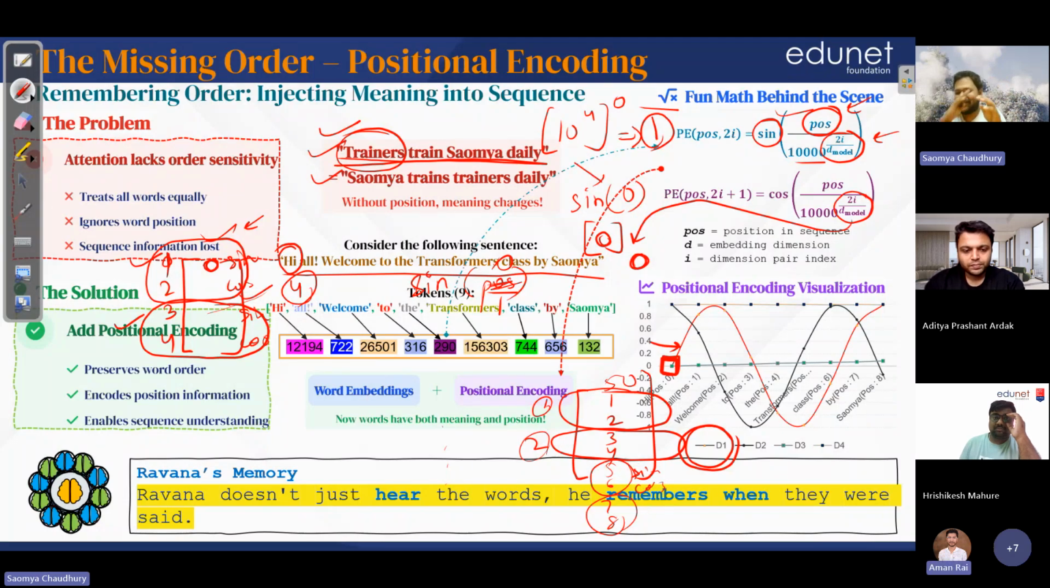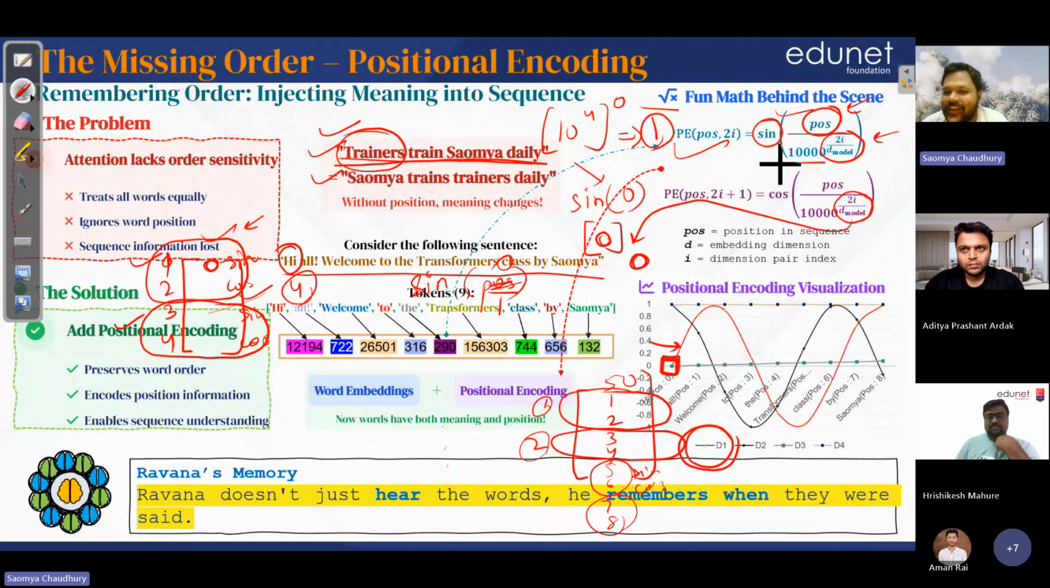I think the analogy is a little bit clear, right? The math might look a little bit complex, but in the inherent space it is doing the exact thing which you expect it to do.